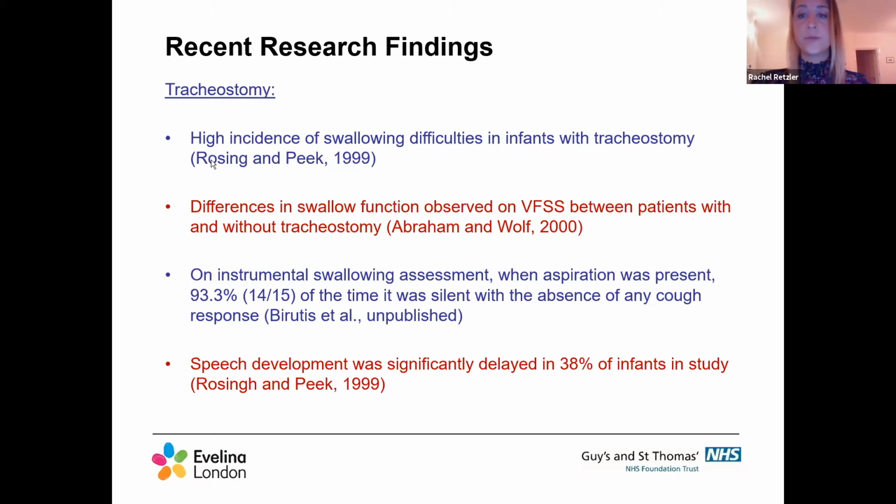On an instrumental swallowing assessment, when aspiration was present in a study, 93.3%, which was 14 out of 15 times, it was silent with the absence of any cough response, which brings us back to that general discussion of our airway children having an increased risk of silent aspiration, and keeping in mind that this is very much present across this population, and keeping that in mind in your assessments given their history and background. And it also shows that there was an expressive language delay noted across research and also from clinical experience due to significant impacts on voicing.